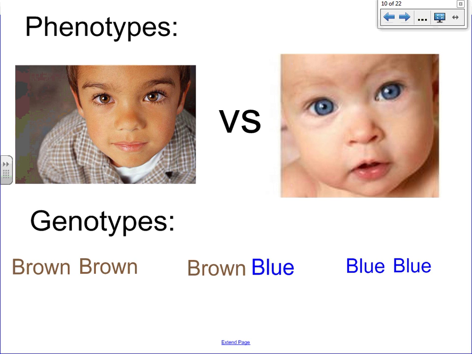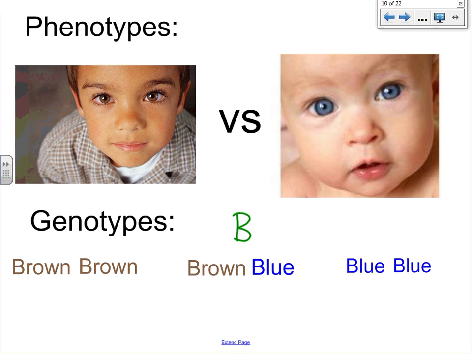Now, one thing about when we start using brown and blue and we start looking at more and more traits is that eventually it gets kind of long to write brown or blue every time that we write it. So we use a scientific abbreviation when we start talking about these. And instead of using the whole word, what we're going to use is a single letter. And that single letter will represent the gene that we're talking about. In this case, when we talk about eye color, we're going to start to use the letter B.